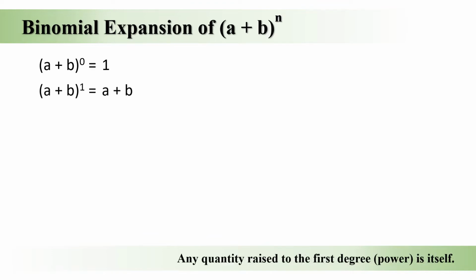We'll now move on to making n equal 1, and so we just have the quantity a plus b raised to the first power. Any quantity that's raised to the first degree, first power, is always going to be itself, so it's going to be the binomial a plus b.